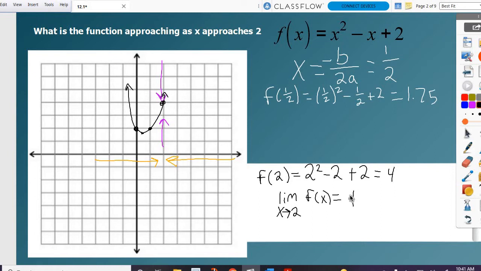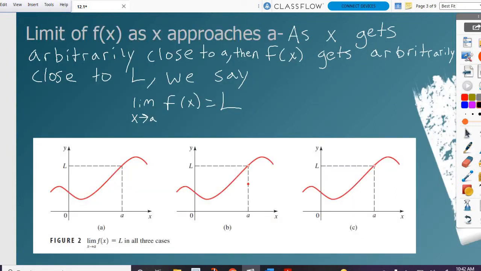Now, what does the word arbitrarily mean? It's like a general, whatever you want it to be. It means you get to pick, or it doesn't have to be exact, or as close as we want, basically.